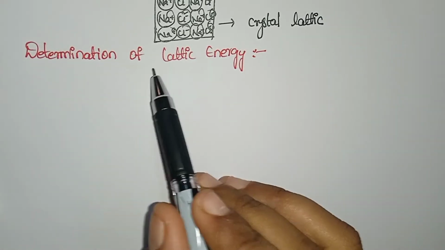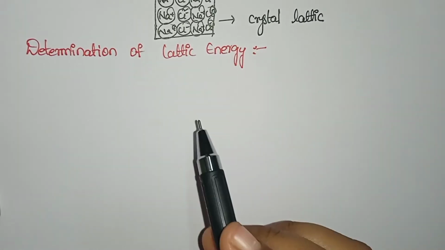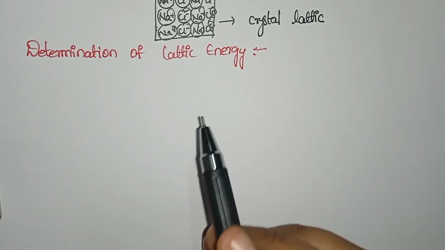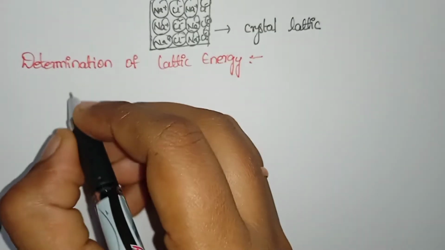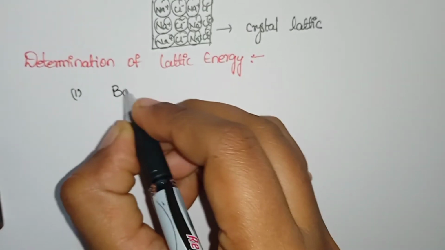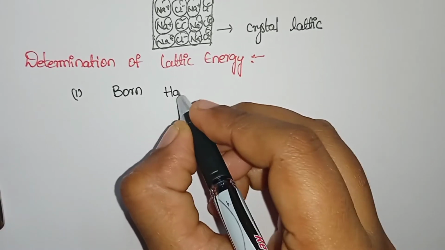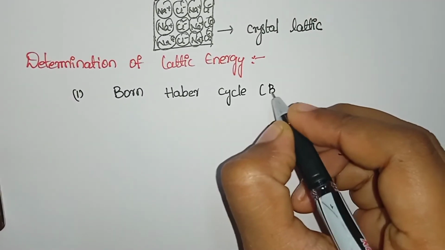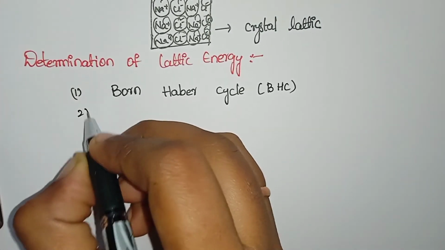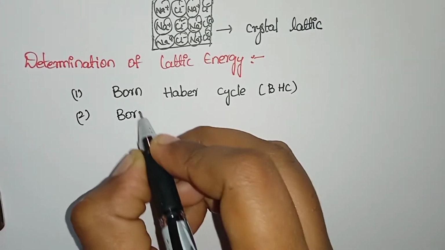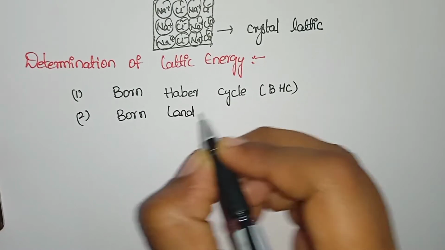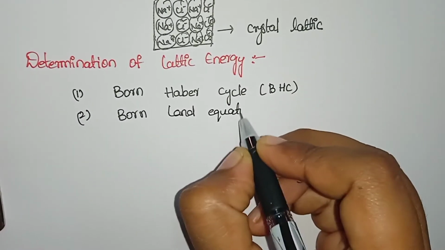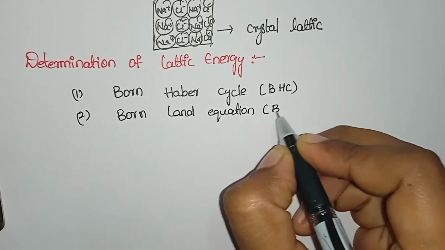Next, determination of lattice energy. Lattice energy is determined by the following two methods. First one, Born-Haber cycle, that is BHC, and second one, Born-Landé equation, that is BLE.